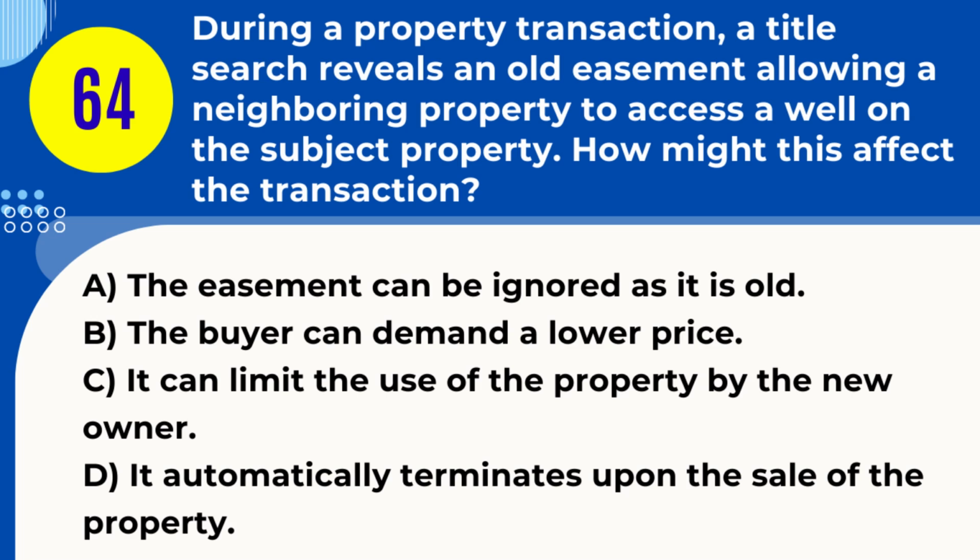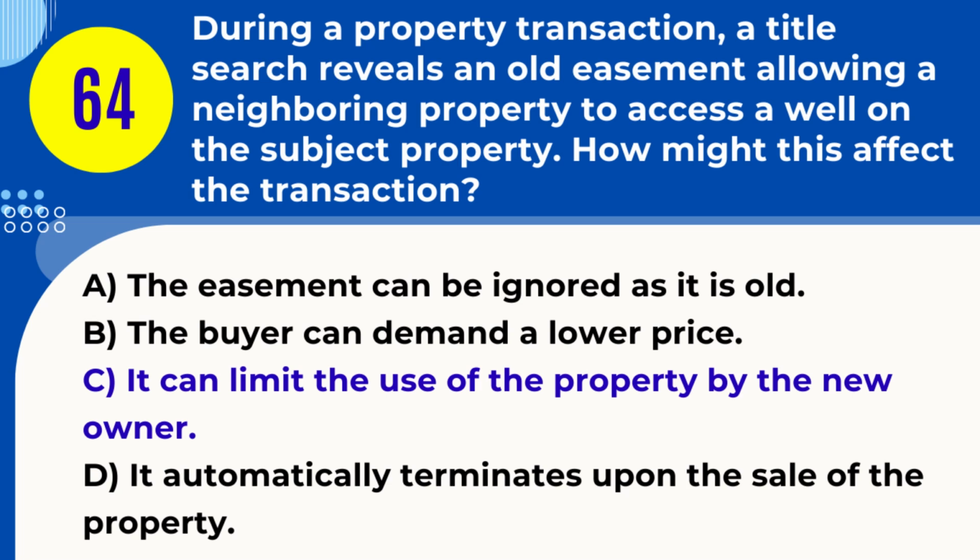Question 64. During a property transaction, a title search reveals an old easement allowing a neighboring property to access a well on the subject property. How might this affect the transaction? A. The easement can be ignored as it is old. B. The buyer can demand a lower price. C. It can limit the use of the property by the new owner. D. It automatically terminates upon the sale of the property.